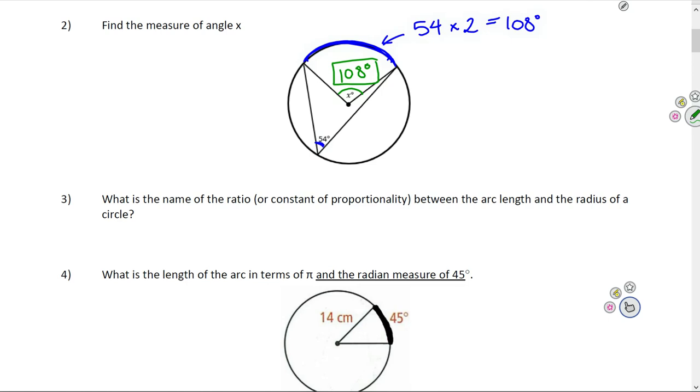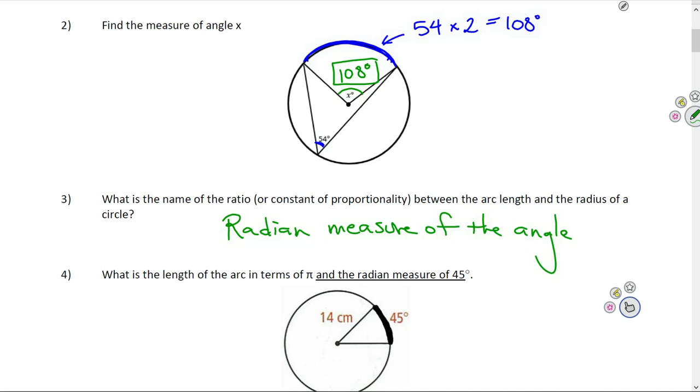Number 3, what is the name of the ratio or constant of proportionality between the arc length and the radius of a circle? That is the radian measure of the angle. There are two ways to measure angles. There are degrees, which you're very comfortable with and familiar with. We just briefly defined radian measure this year as the ratio between the arc length and the radius of a circle.